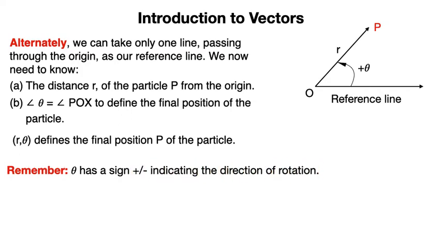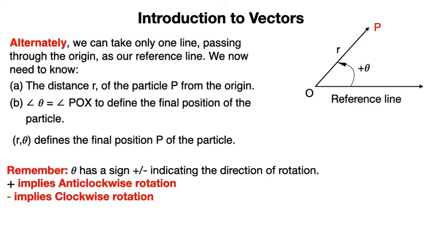Remember, theta has a sign. It can be positive, it can be negative. It indicates the direction of rotation. By convention, a positive sign implies anti-clockwise rotation and a negative sign implies clockwise rotation.